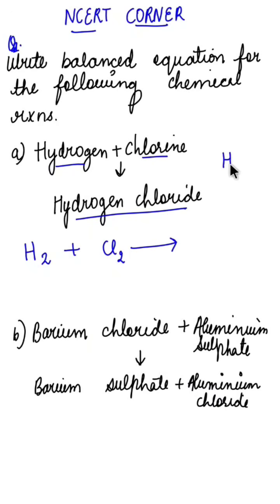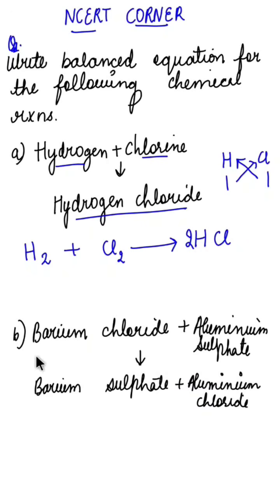So for making hydrogen chloride, we will write hydrogen and chlorine separately, and then below them we will write their valencies. Valency of hydrogen is 1 and chlorine is also 1, and we will make a cross here. So hydrogen will be multiplied by 1 and chlorine will be multiplied by 1. So here HCl will be formed. Now here we can see that in the reactant 2 hydrogen atoms are there, but in the product only 1 hydrogen atom is there. In the reactant 2 chlorine atoms are there, but in the product only 1 chlorine atom is there. So to make the atoms equal, we are going to multiply HCl with 2. So this is our balanced chemical equation number 1.